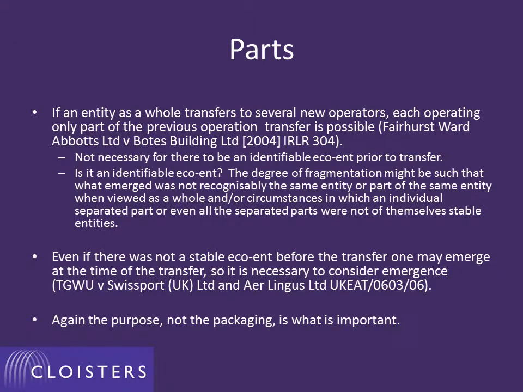So what about parts of an undertaking? Well, there can be a transfer of an undertaking where there is transfer of part of an undertaking. If an entity as a whole transfers to several new operators, each of which only operates part of the previous operation, it's still possible to have a transfer of an undertaking, as the Fairhurst case demonstrates. It's not necessary, therefore, for there to be an identifiable economic entity before the transfer. You have, of course, to ask the question whether there is an identifiable economic entity.